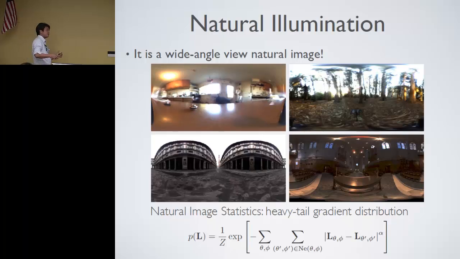Which suggests that we should be able to leverage the statistical characteristics of natural illumination, just like natural image statistics, right? In fact, if we compute the gradient distribution for many spherical panoramas, it turns out that alpha is about 1.2, 1.3, suggesting that you have a long tail distribution for the gradients. So that definitely can be a good prior on the natural illumination. But there has to be something more.